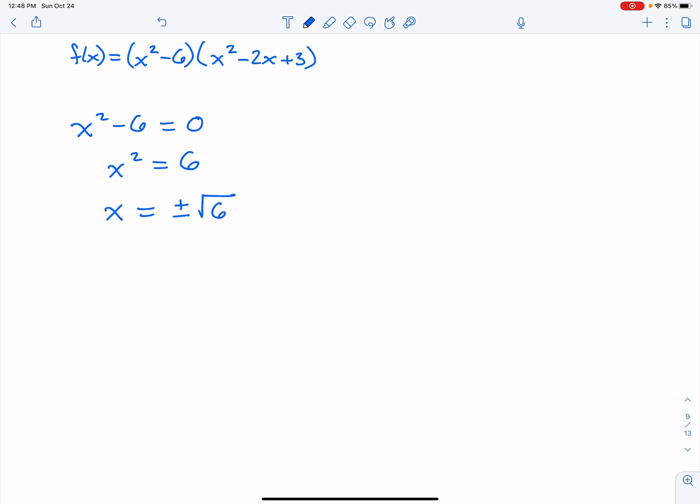Now, can I take the square root of 6? No, that's not a perfect square. Yes, I can take the square root, it just doesn't give me a nice pretty whole number. It gives me an irrational number. So these zeros are real numbers, but they're not rational.